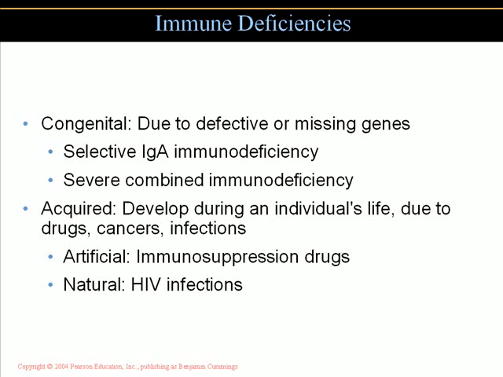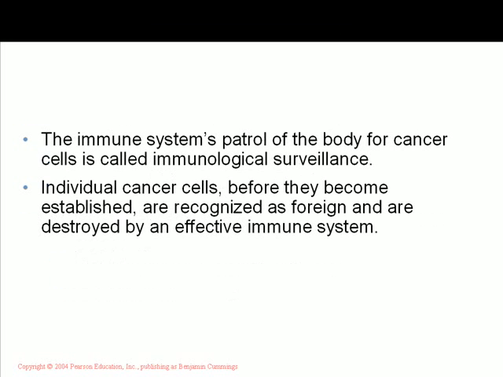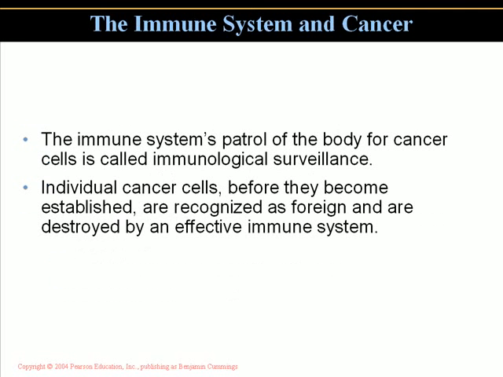There also can be artificial immunodeficiencies. This is the use of immunosuppressant drugs, such as cyclosporin, and then natural immunodeficiency conditions, such as those related to HIV infections. The immune system patrols the body for cancer cells. It's called immunological surveillance. And it's an important concept because individual cancer cells, before they can become established, are recognized as foreign, and they would be destroyed by an effective immune system.